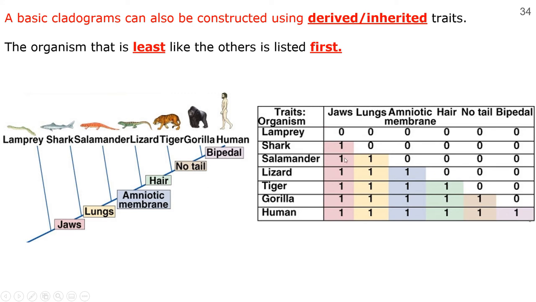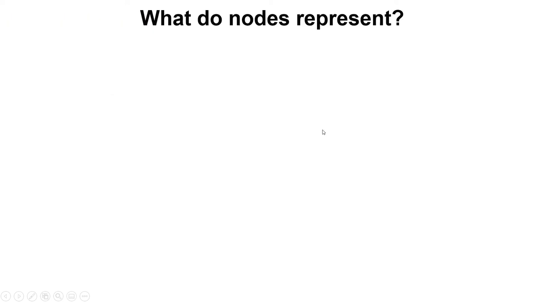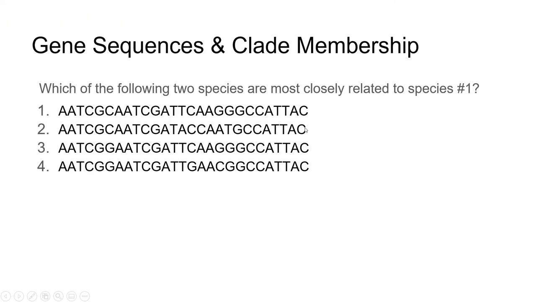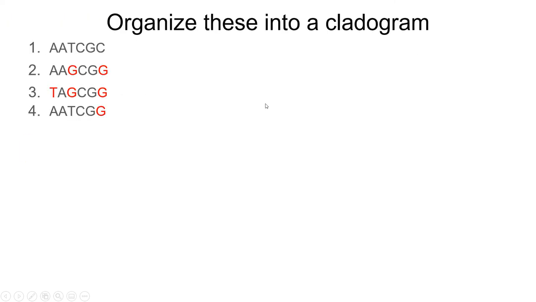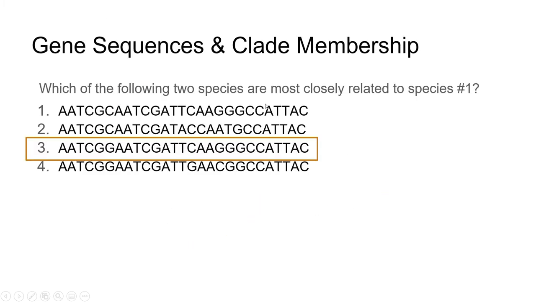Next up is the salamander, who has both the jaw and the lungs. So you'll just order them like that. So this is the picture of how it goes. But now let's try to organize some cladograms.